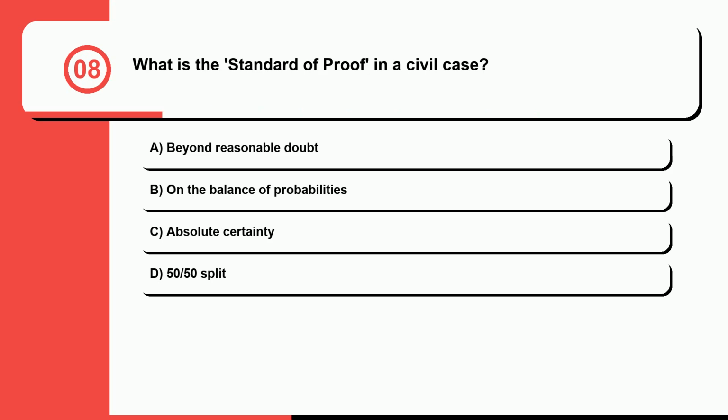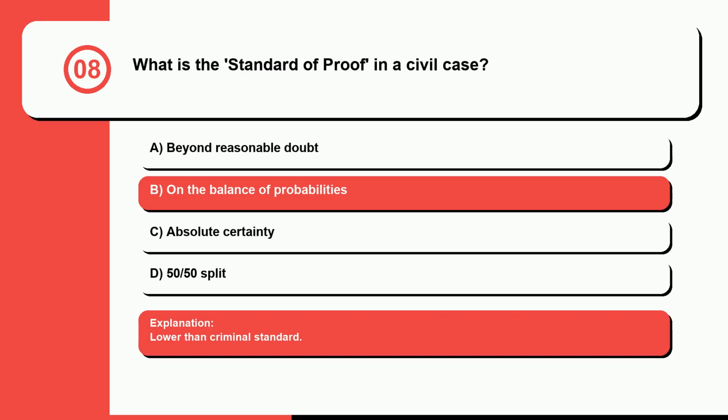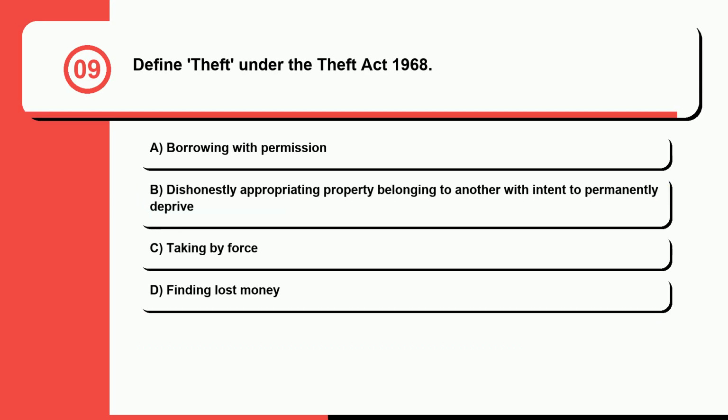Question 8. What is the standard of proof in a civil case? A. Beyond reasonable doubt. B. On the balance of probabilities. C. Absolute certainty. Or D. 50-50 split. The correct answer is B. On the balance of probabilities. Lower than criminal standard.